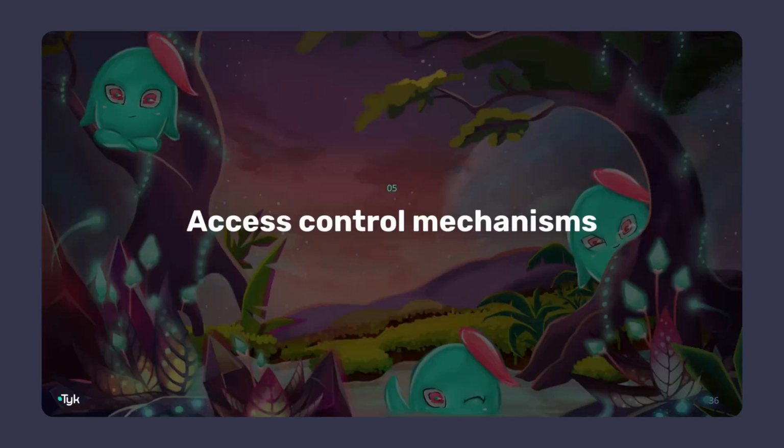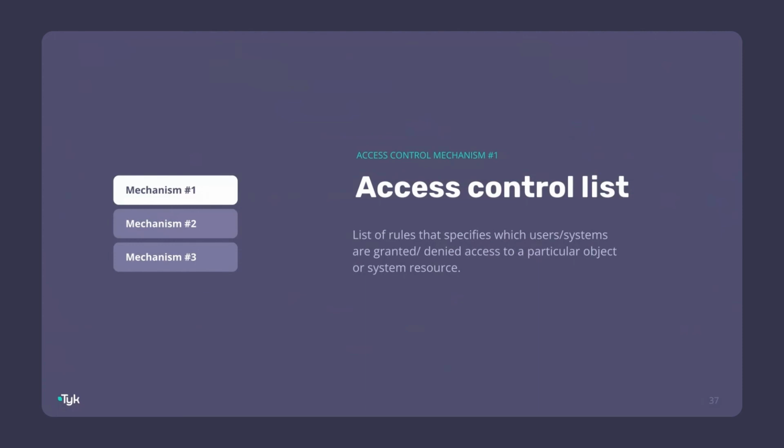Now, finally, we talk about some access control mechanisms. Again, things that you might come across as you delve into the world of API security. Starting off with probably the simplest mechanism here, which is the access control list, or ACL. ACL is basically a list of rules that specifies which user or system is granted or denied access to a particular object or system resource. It's a list. If you're on the list, you get access. If you're not on the list, bad luck. So that is basically what ACL is all about.